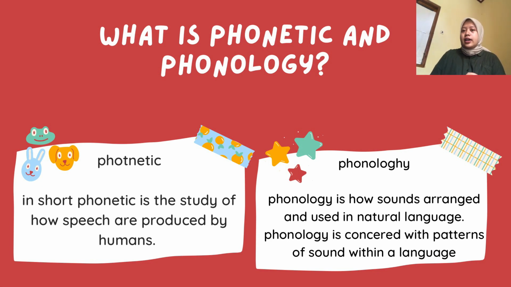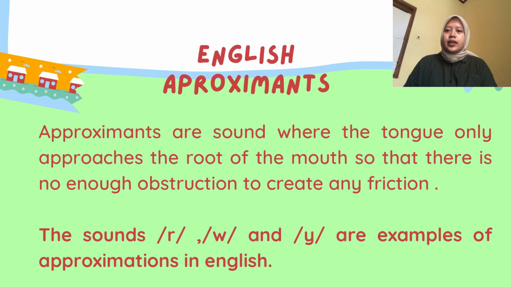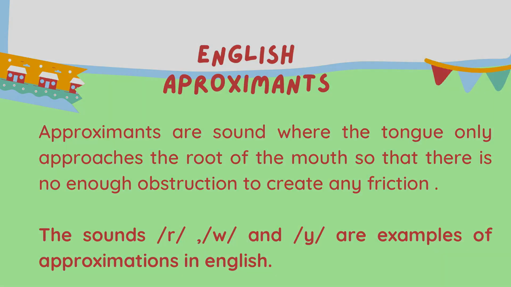This is English approximants, suprasegmental sounds, and stress and intonation. English approximants: approximants are sounds where the tongue only approaches the roof of the mouth, so that there is not enough obstruction to create any friction. The sounds r, w, and y are examples of approximants in English.